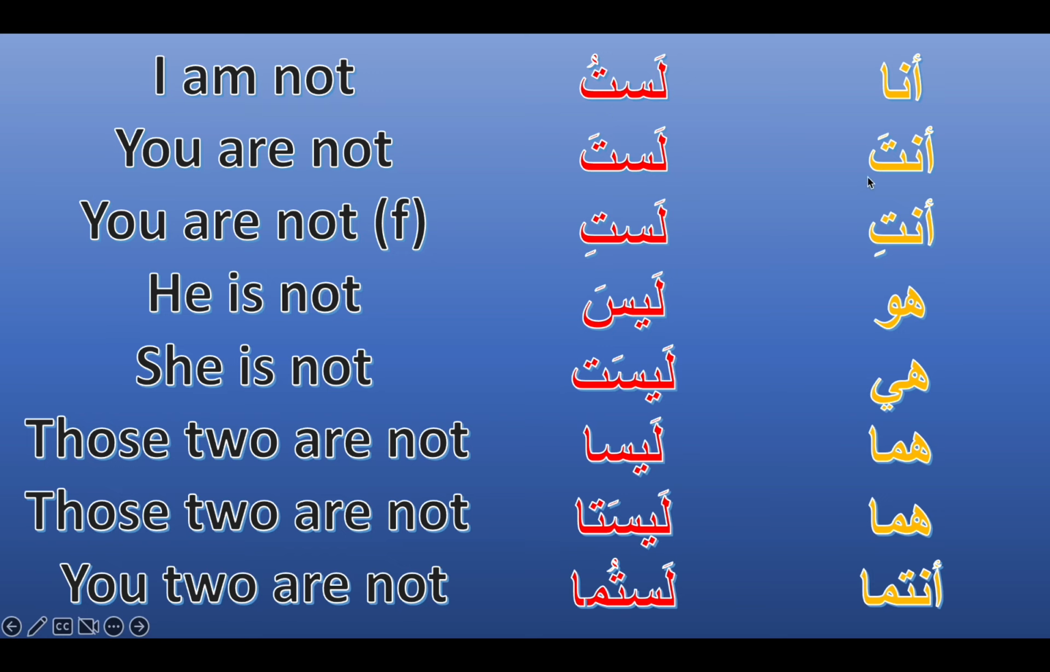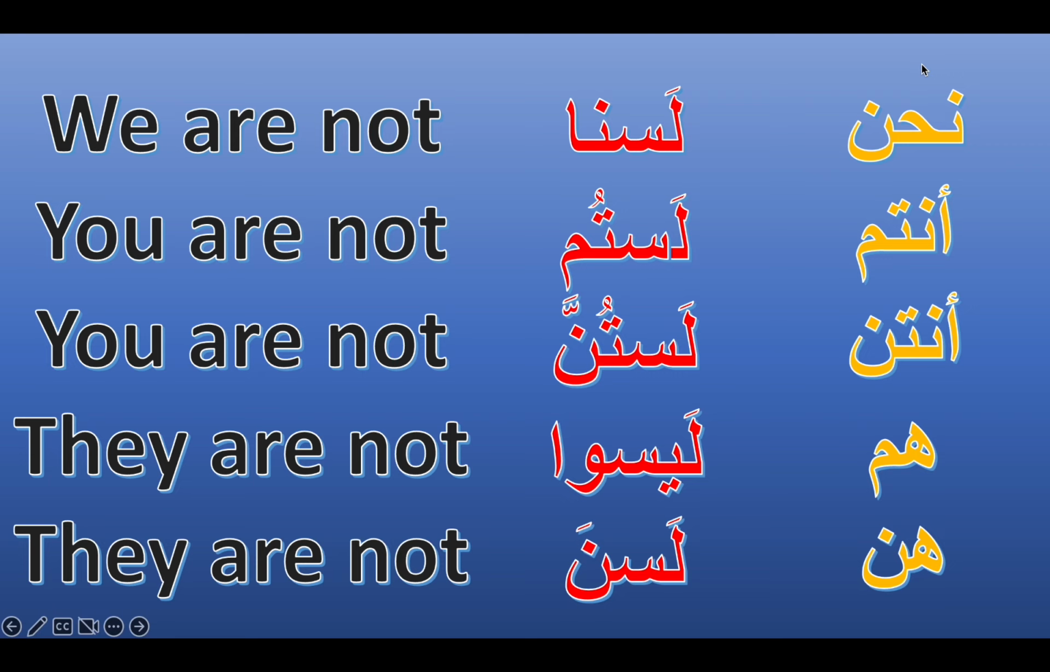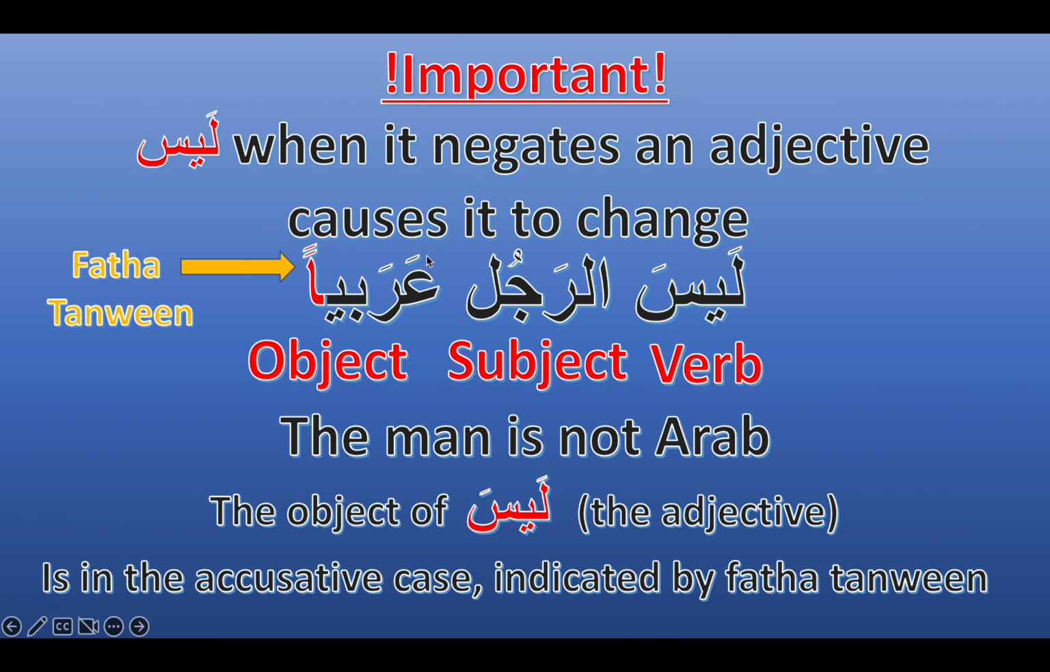أنا لست, أنت لست, أنت لست, هو ليس, هي ليست, هما ليس, هما ليستا, أنتما لستما, نحن لسنا, أنتم لستم, أنتنا لستنا, هم ليسوا, هنا لسنا. So relatively straightforward, just pay attention to the difference between the hum and the hunna, as the hunna doesn't have the ya in it. Okay, so very important bit of grammar here.